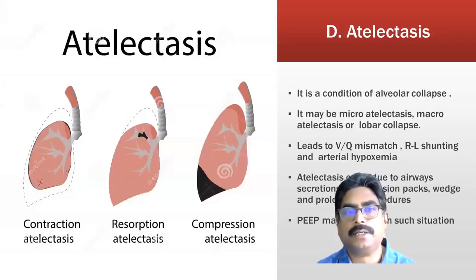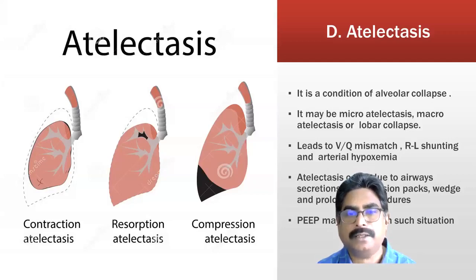So atelectasis is more common during general anesthesia. There are different types of atelectasis: contraction atelectasis, resorption atelectasis, compression atelectasis. In contraction atelectasis, what happens? It is otherwise called absorption atelectasis. That is, when you use 100% oxygen, it causes absorption atelectasis.